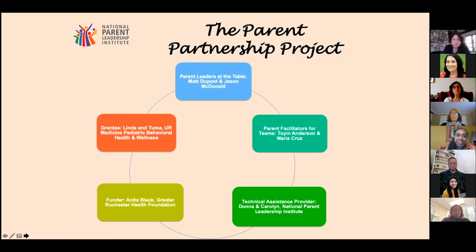And then we will hear from grantees in terms of the staff leadership from the University of Rochester Medical Center and Linda Albert Gillis and Tuma Curion, and then from Anita Black from the Greater Rochester Health Foundation, and our lead consultant of MPLI, Carolyn Lee Davis.